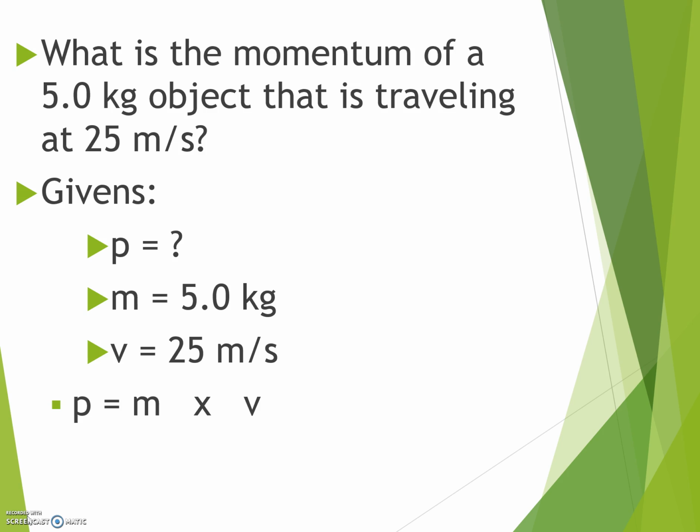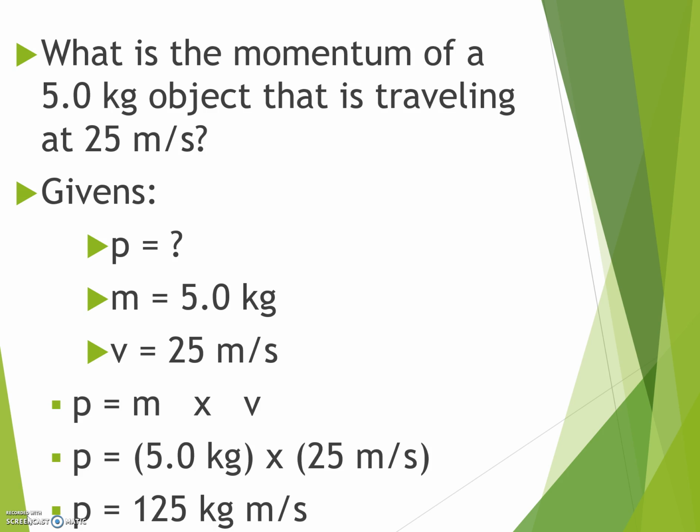Now we'll write down our equation for momentum. So momentum equals our velocity times our mass. We'll plug in our variables. So for mass, we'll plug in 5.0 kilograms. For velocity, we'll plug in 25 meters per second. So to find our momentum, we're going to take 5 kilograms times 25 meters per second, and that's going to give us a momentum of 125 kilogram meter per second.